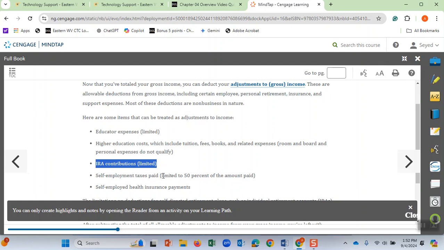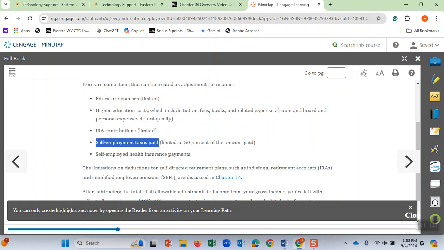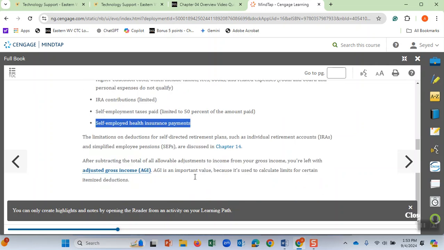Self-employment taxes paid, limited to 50% of the amount paid. Therefore, if you are self-employed, you have your own business, and you are employing, that is taxes paid, which means you already paid some taxes. Self-employed health insurance payments. These payments are tax deductible. And then there are other things. After you deduct all of those, that is adjusted gross income. This is what you calculate as adjusted gross income on the Form 1040.